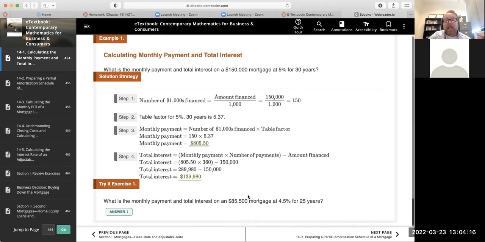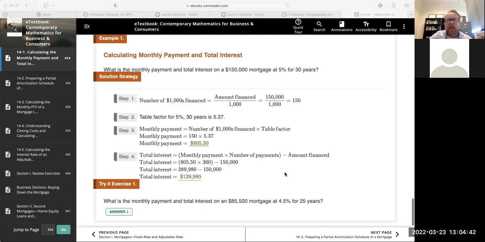So looking at the next part of this question, the very bottom, what is the monthly payment and total interest on $85,500, 4.5% interest for 25 years? The first thing we're going to do for this problem is divide 85,500 by 1,000. If you do that, it's going to come out to 85.5. That'll be your answer.